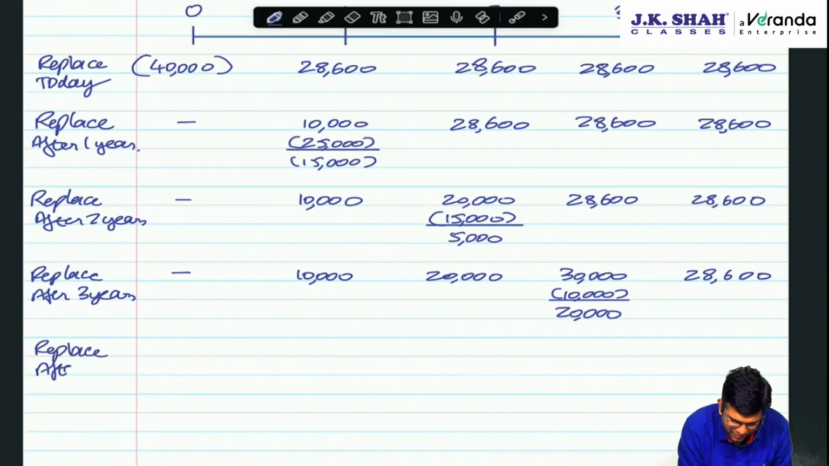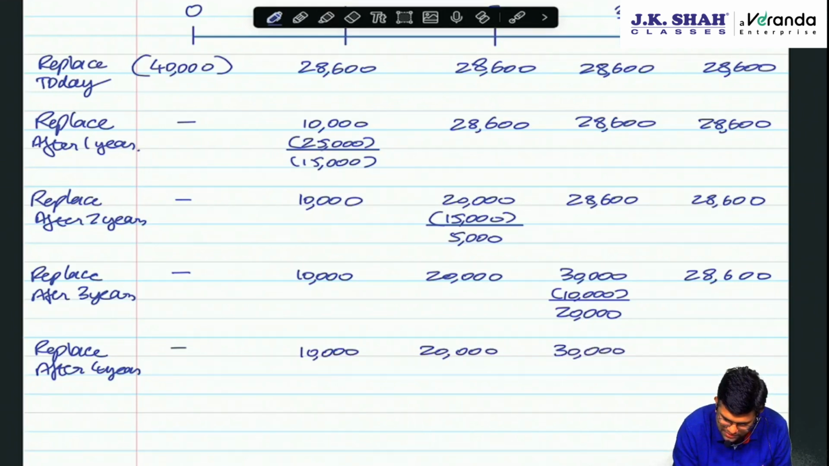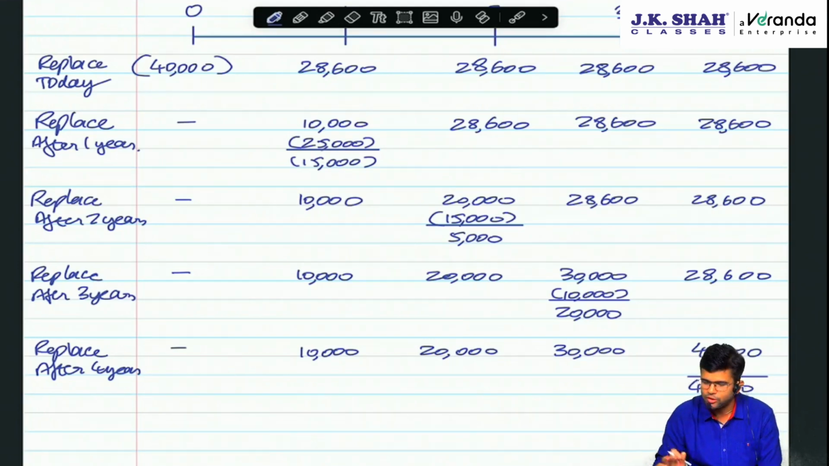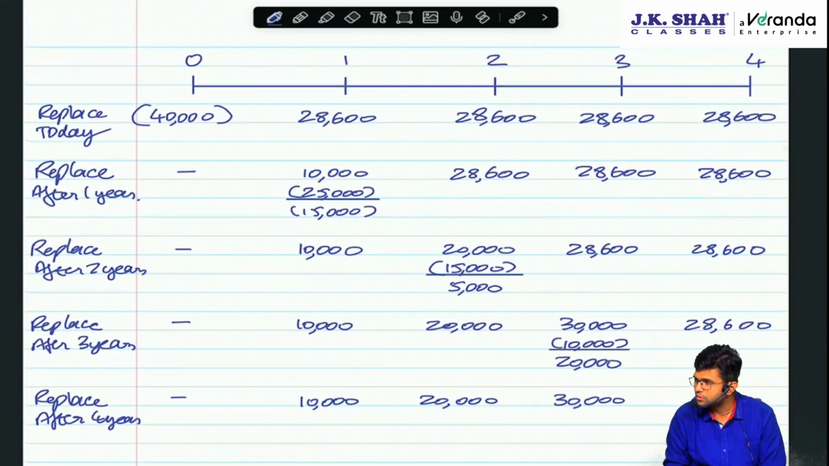Now I will do replace after 4 years: 10, 20, 30, help me please, 40 minus 0. I hope everybody is clear. It will give me 40. All story clear? Now what to do? You have got how many options? 5 options, no? 5 options.